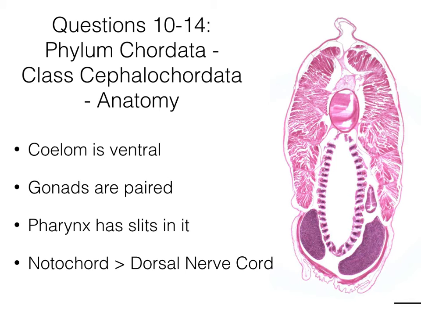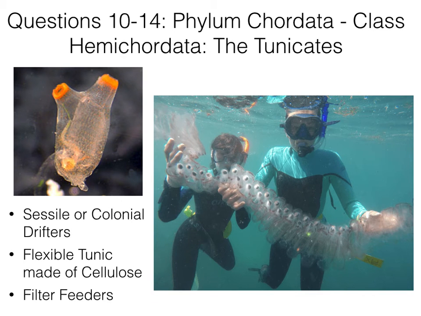The other chordate class that we're really only going to hear about tonight is Hemichordata. These are the tunicates. These are strange organisms because if you saw one, you might think that they were just a sponge or something like that. But they actually are the closest living relative of all organisms with a backbone.